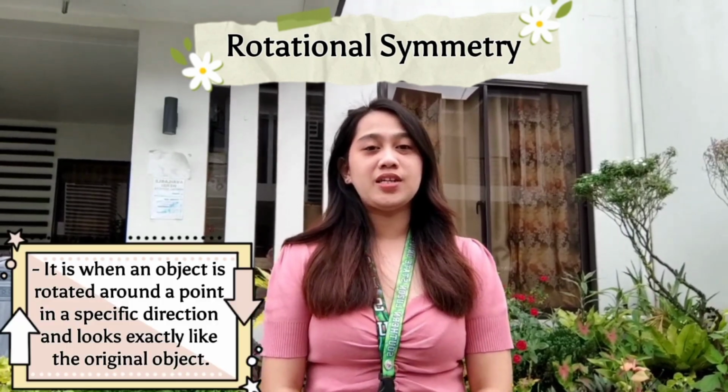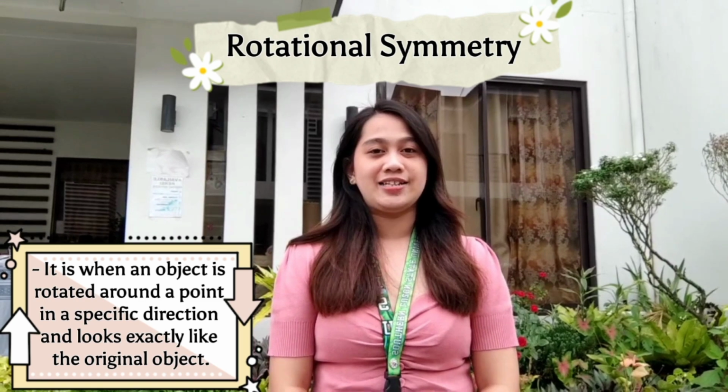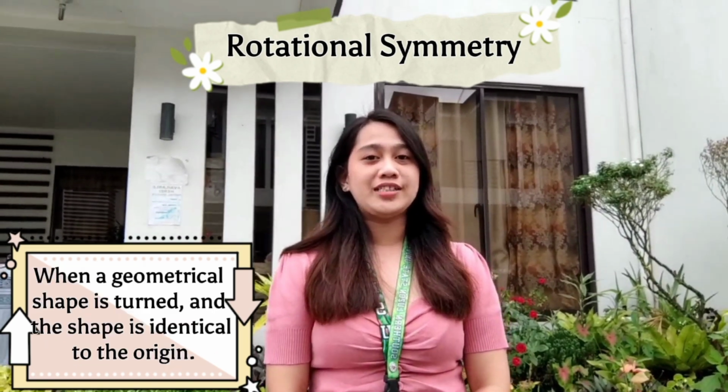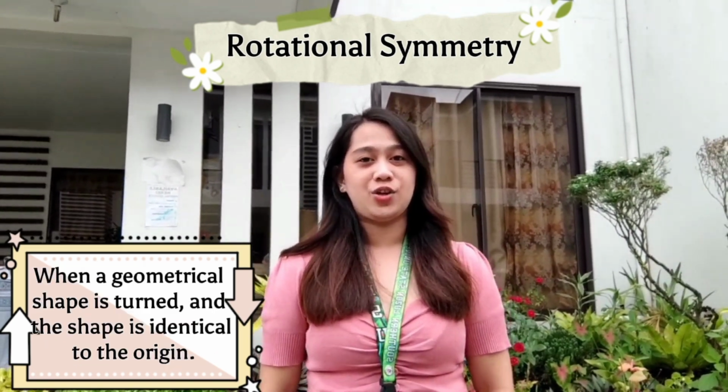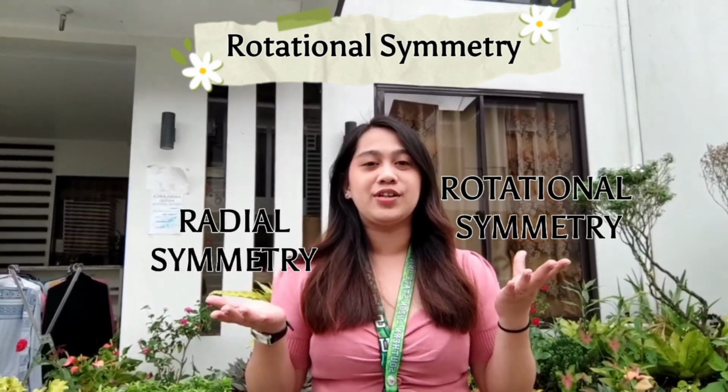Do you know that symmetry can also be rotational? It is when an object is rotated around a point in a specific direction and looks exactly like the original object. When a geometrical shape is turned and the shape is identical to the original, it is known to exhibit rotational symmetry, or what we know as radial symmetry. We can observe this in our nature.